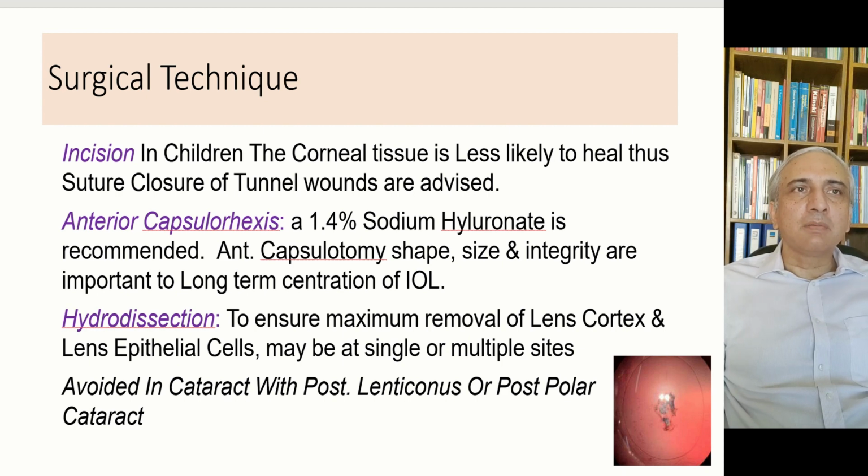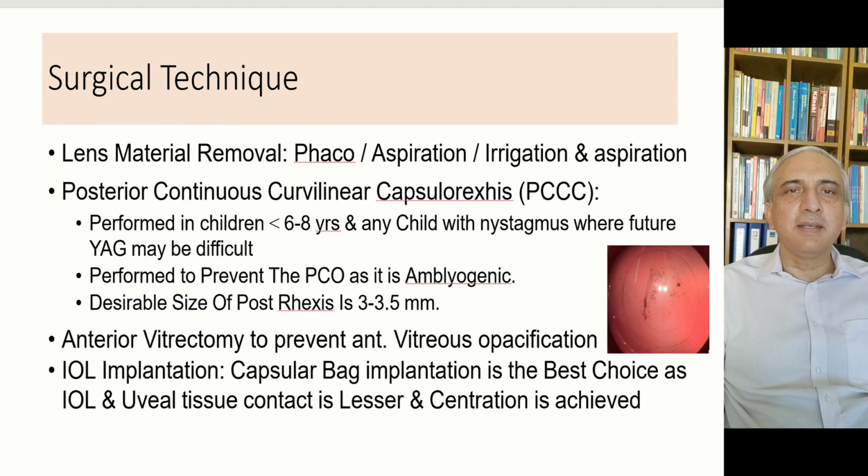recommended for this. Hydrodissection to remove maximal lens cortex and lens epithelial cells. Avoid in cataracts with posterior lenticonus or posterior polar cataract. The lens removal can be done with either phaco, which is rarely needed. You can do it with irrigation aspiration, and usually you need to do a posterior continuous curvilinear capsulorhexis, which is performed in children less than 6 to 8 years and any child with nystagmus where future YAG might be difficult.